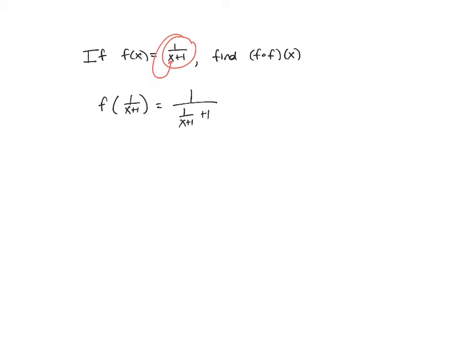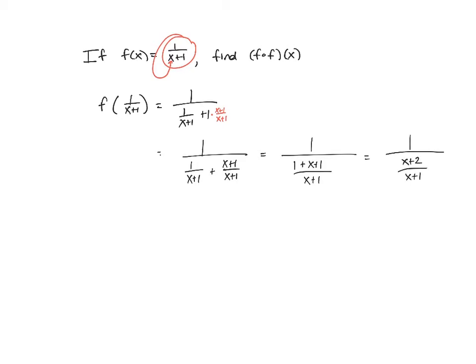So to be able to do that, I need a common denominator of x plus 1. So I'm going to take this constant term of 1 times x plus 1 over x plus 1. So now I have 1 over x plus 1 plus x plus 1 over x plus 1. So now I can combine those two fractions in the denominator since they have the same common denominator. So we have 1 plus x plus 1 all over x plus 1, or we could write that as 1 all over x plus 2 all over x plus 1.